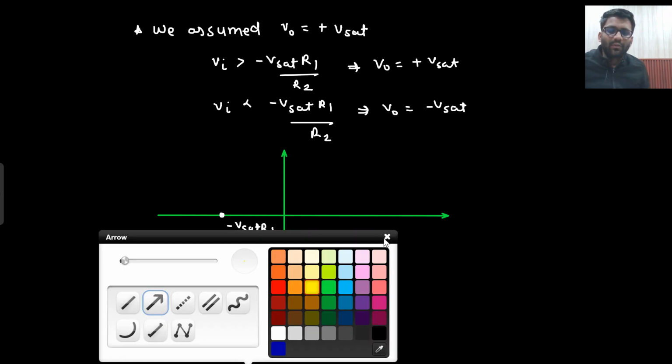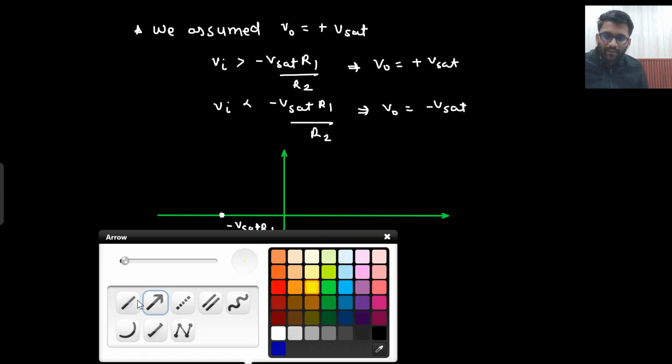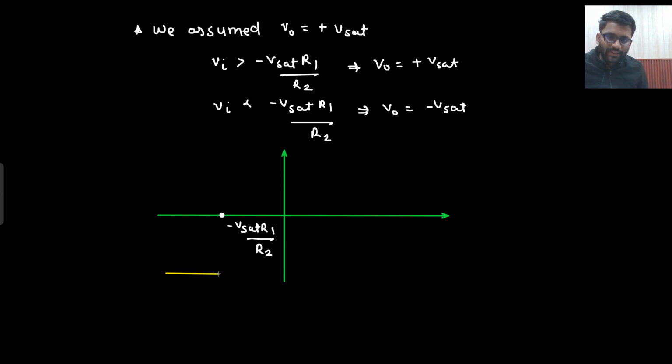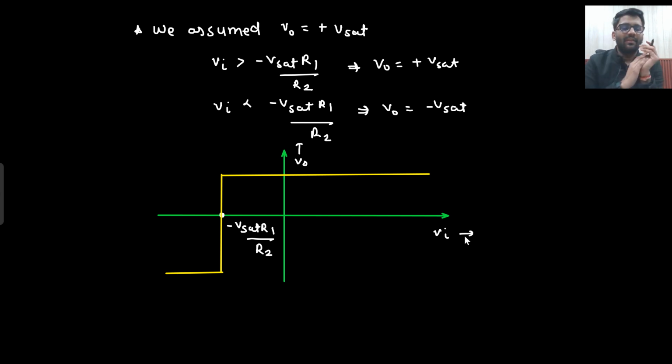So, sir, if your value is lesser than this one, then the output is minus V set. Otherwise, this will be plus V set. Now, the important point is where will be the arrow sign? That is the important point.